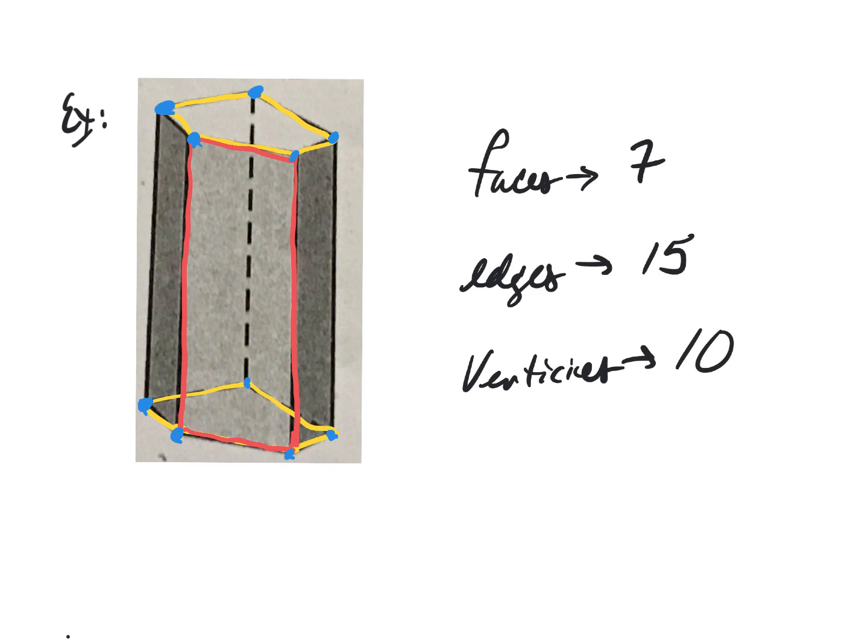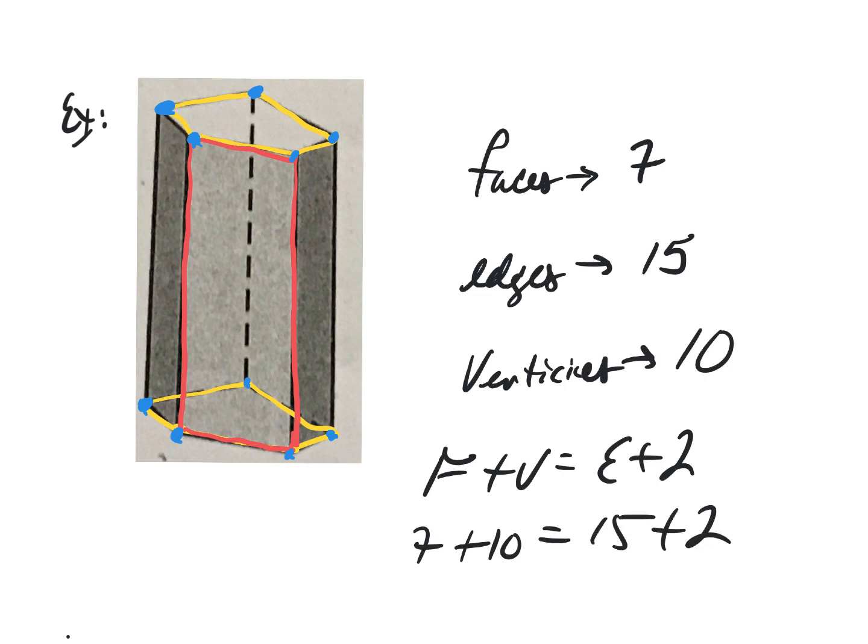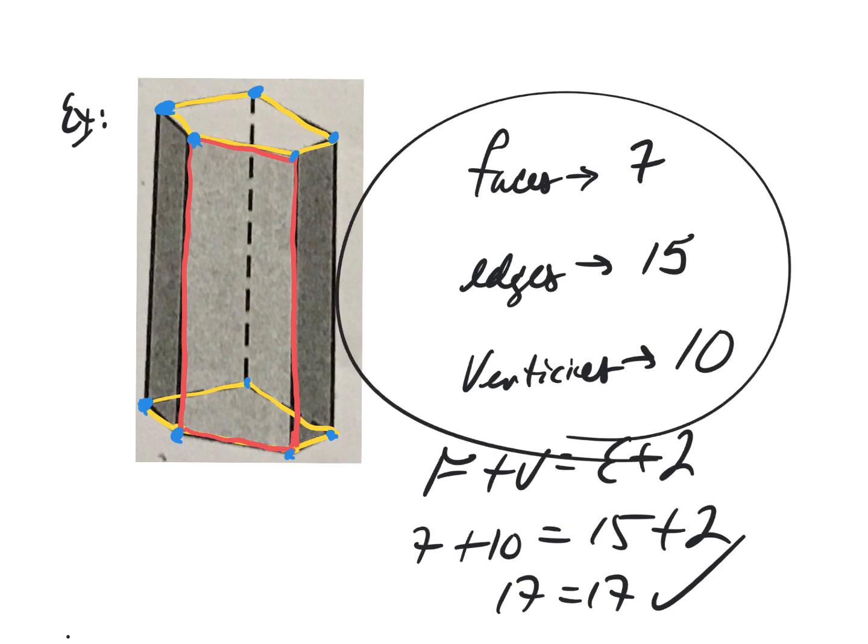And once again, Euler's theorem says faces plus vertices has to be equal to edges plus 2. Let's see if ours works. 7 plus 10, is that equal to 15 plus 2? And you can see, yep, it does work out, that checks. So we know our count has to be correct. Okay?